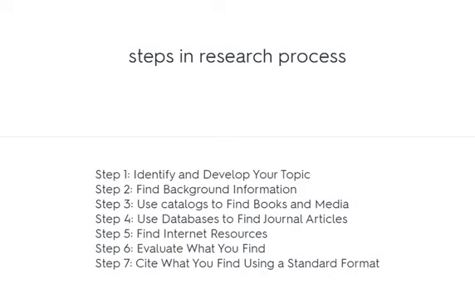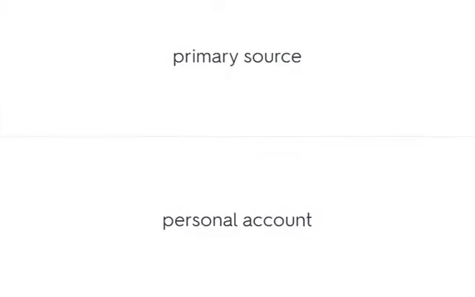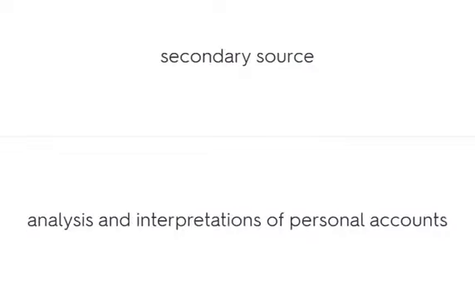Step 5. Find internet resources. Step 6. Evaluate what you find. Step 7. Cite what you find using a standard format. Primary source. Personal account. Secondary source. Analysis and interpretations of personal accounts.